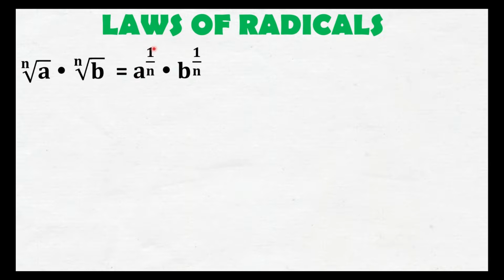Okay, next law naman, second law. So, we have nth root of a times nth root of b. So, pwede natin i-rewrite dyan as a raised to 1 over n times b raised to 1 over n. Okay? So, from radical expression, tinransform natin into exponential expression. So, dito, we have a raised to 1 over n times b raised to 1 over n. Pwede nating isimplify yan as quantity ab raised to 1 over n. Diba?